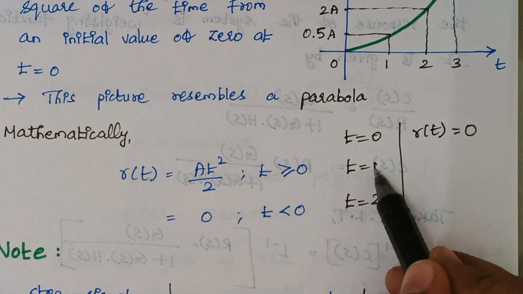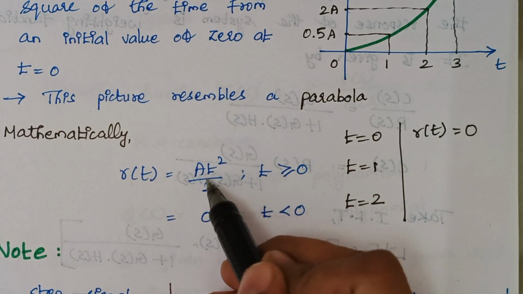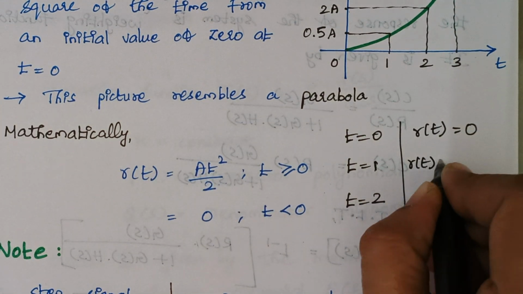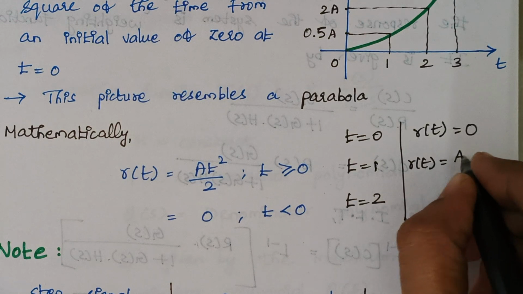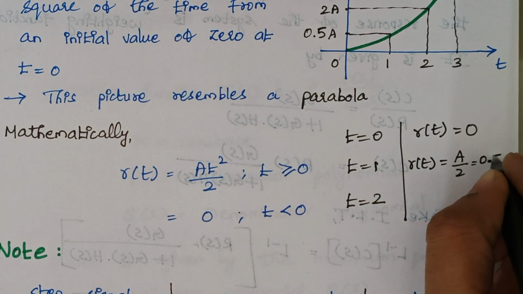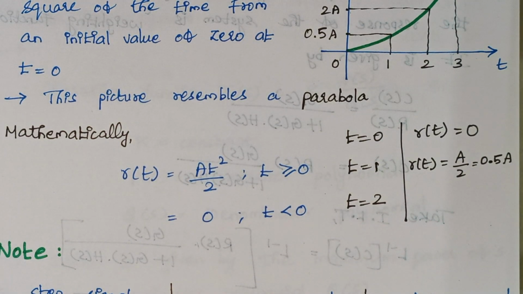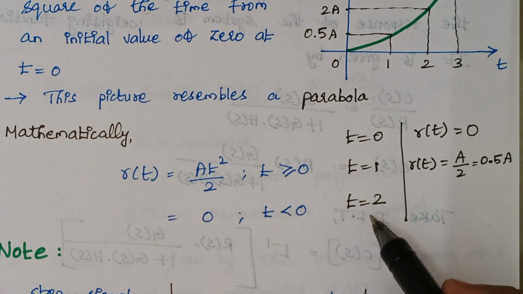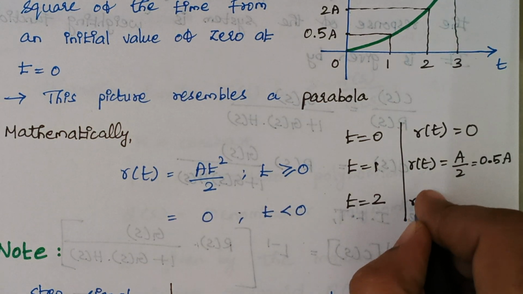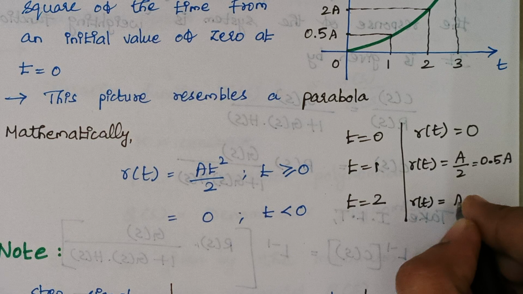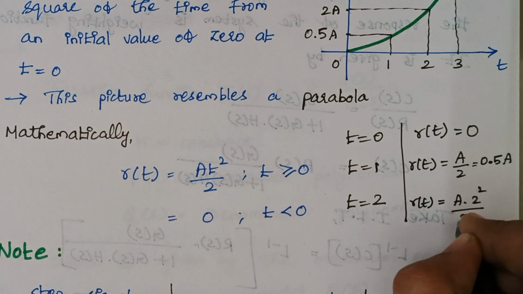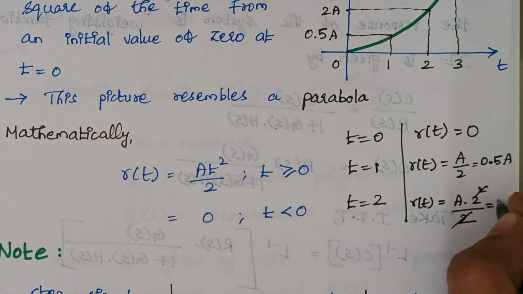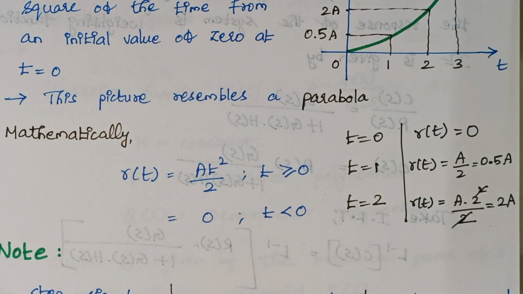And again, when you substitute the value t equal to 1, what does it become? r of t will be equal to a by 2, and a by 2 is nothing but 0.5 times a. And again, just substitute the value t equal to 2. This will become a into 2 square by 2. So the 2 will get cancelled, and finally we will have 2a.